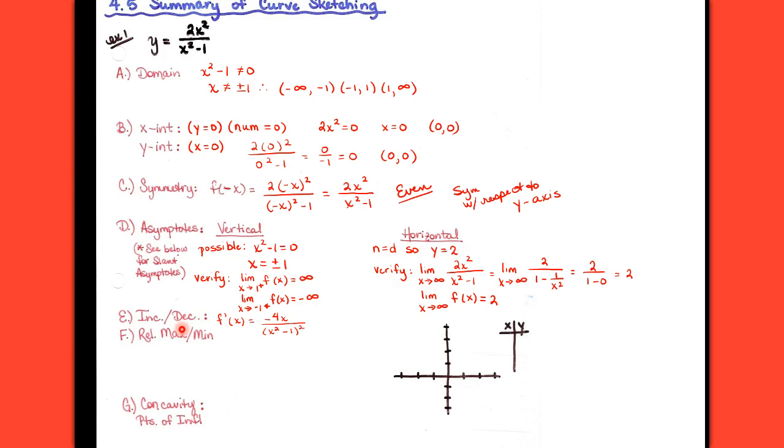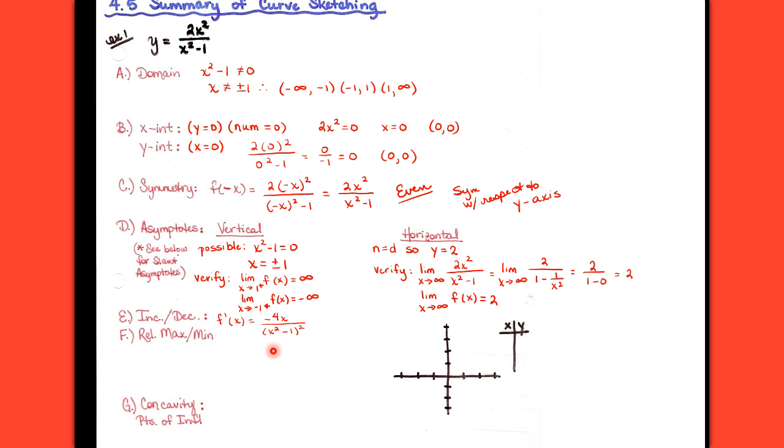How do I find critical numbers? Set the derivative equal to 0, or look for where the derivative does not exist, right? So if this is my derivative and I want to figure out where the derivative equals 0, it's a fraction. So in a fraction, the only place it equals 0 is what?